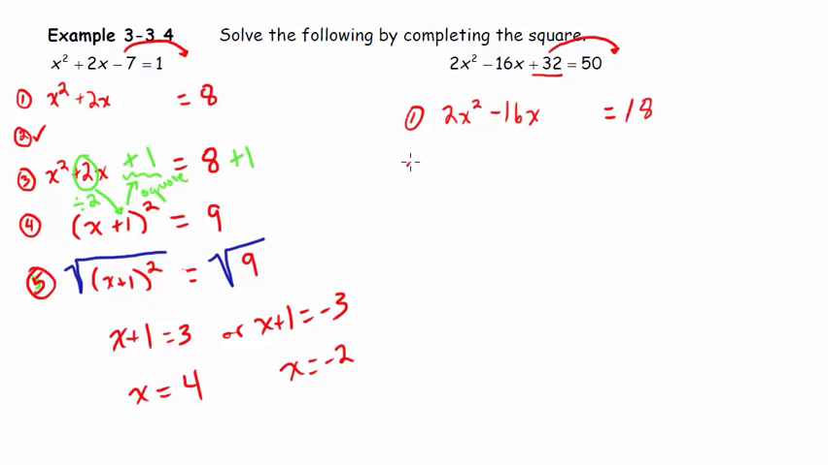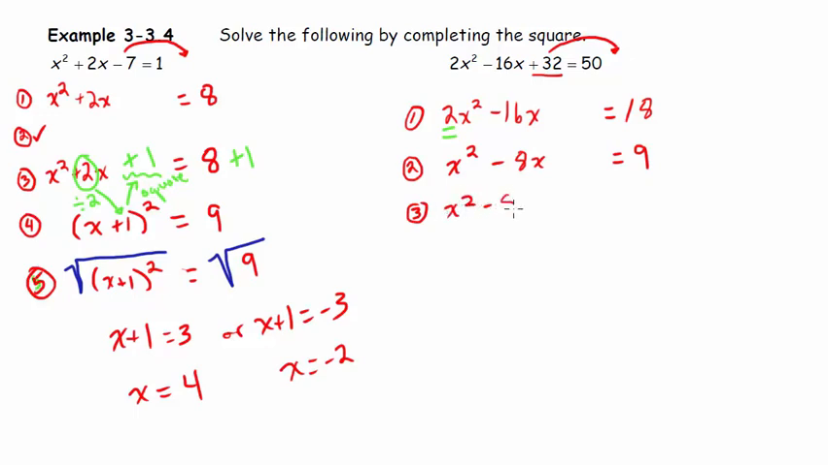Now, step 2, remember we said if there was a coefficient of x squared, just to make our arithmetic a little simpler, we're going to divide every term by that coefficient to get rid of it. So here I'm going to have x squared minus 8x, and then on this side now I'm going to have 9, because I divided every single term by 2.